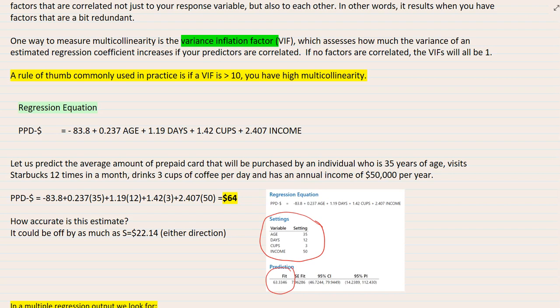And of course, the standard error of the fitted value is this one. This value, standard error fit, is used to construct a confidence interval for the prediction at that level. Okay, that's what that is. Now remember, at every point, our predictions could be off by as much as $22, right? So the $64 could be off by as much as $22.